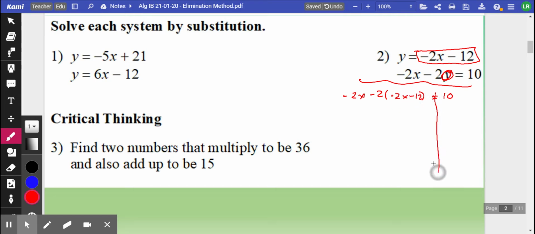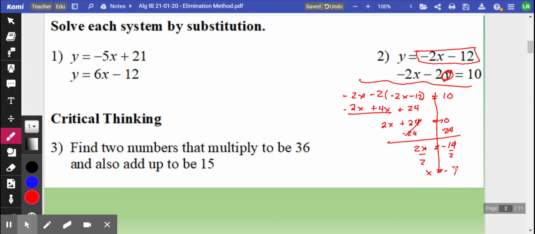And I have to be careful here when I solve this, especially when I distribute this negative 2. So negative 2 times negative 2x, that's positive 4x. Negative 2 times negative 12, that's positive 24. Add your x's together, and I'm going to have 2x plus 24 equals 10, minus 24 from both sides, and I get negative 14. Finish him. Divide by 2, and x is negative 7. Now I got my x answer.